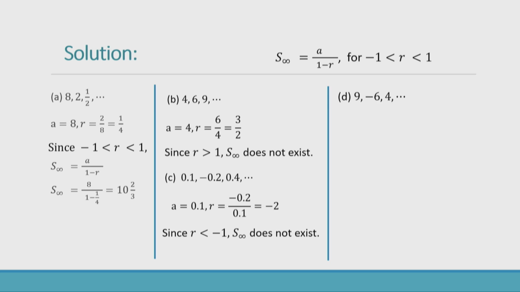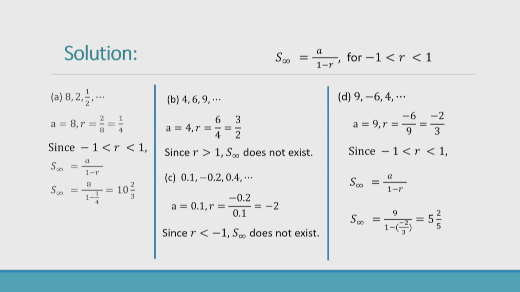Part D, 9, negative 6, 4. So our first term will be 9. Our common ratio will be negative 6 over 9, which is negative 2/3. Since R is found between the value negative 1 and 1, the sum to infinity exists, and we can find it by replacing the value of A and R into our formula. So we get sum to infinity equal to 5 2/5.